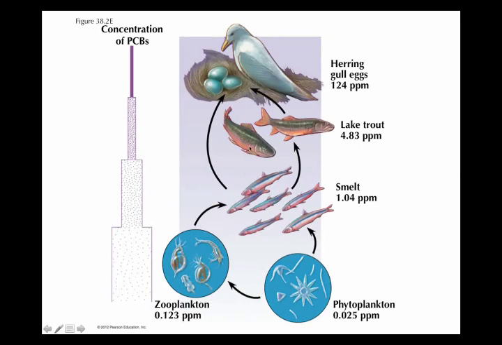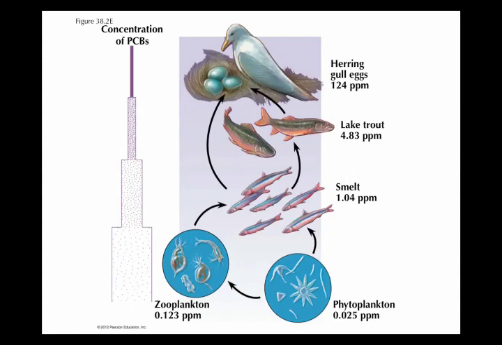Those are consumed by bigger organisms, which then have more of the PCBs in their cells, and those are consumed by even higher organisms, which then lay eggs, like in this case. So the herring, in the eggs that it laid, is going to have really high concentrations of PCBs. You can see at each level, the amount gets increased because of this biomagnification.